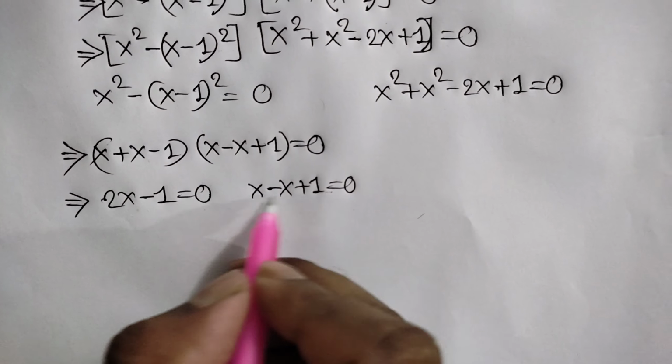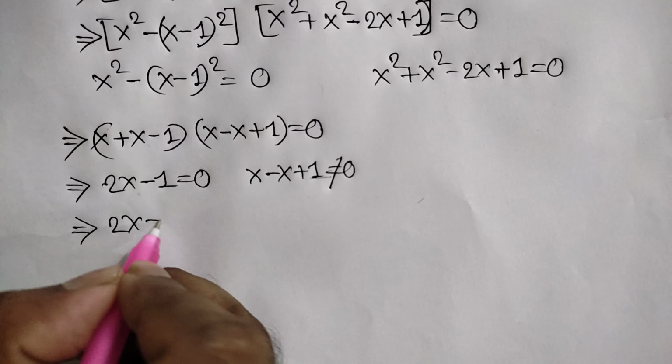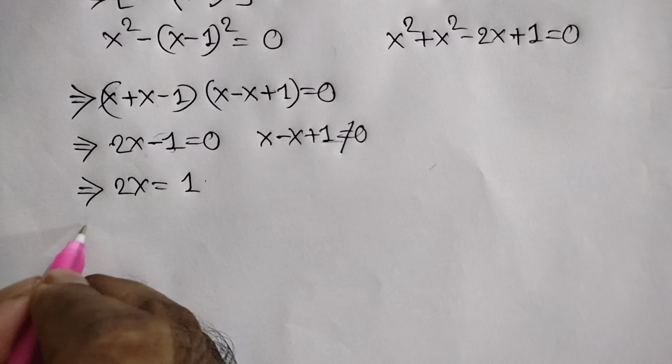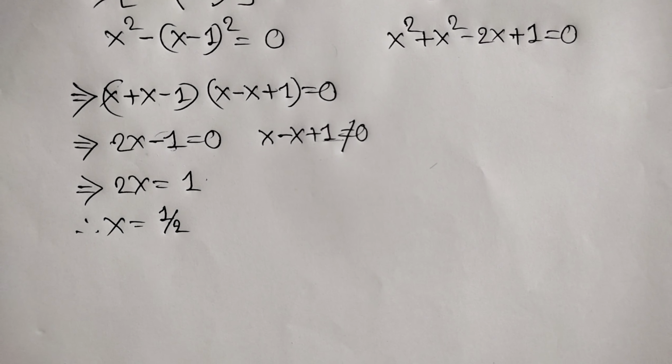Now here this is rejected. Now here we can write 2x is equal to, taking this negative 1 to the right side, we will get positive 1. Now dividing both sides by 2, we will get the value of x is equal to half, and this is a real solution.